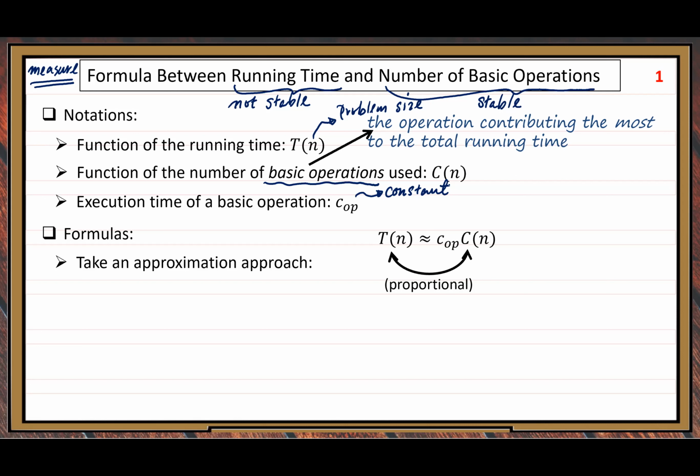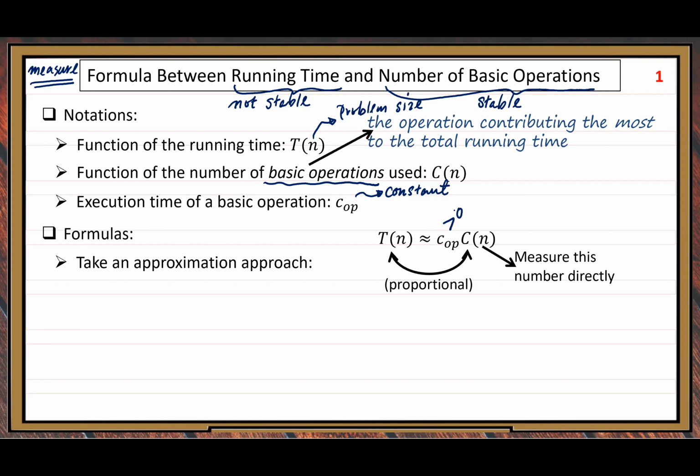Proportional, yeah. That means these two functions are closely related. The connection between them is just one positive constant. So we can be a little more accurate: it's a positive constant. All right.